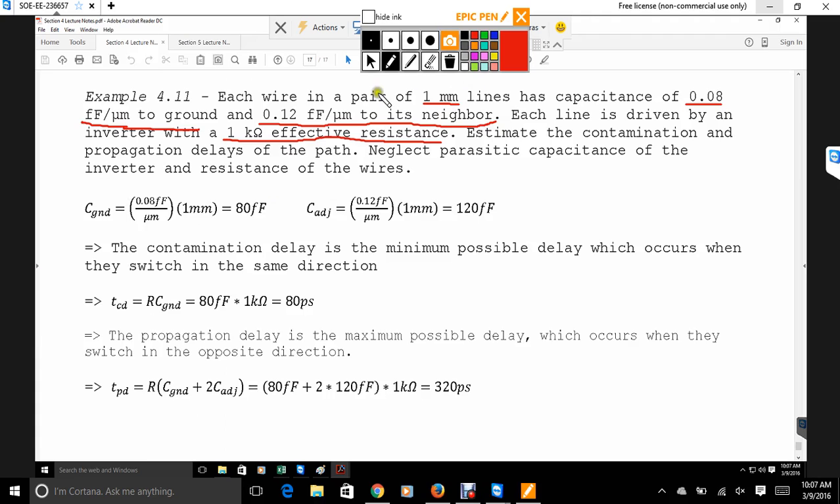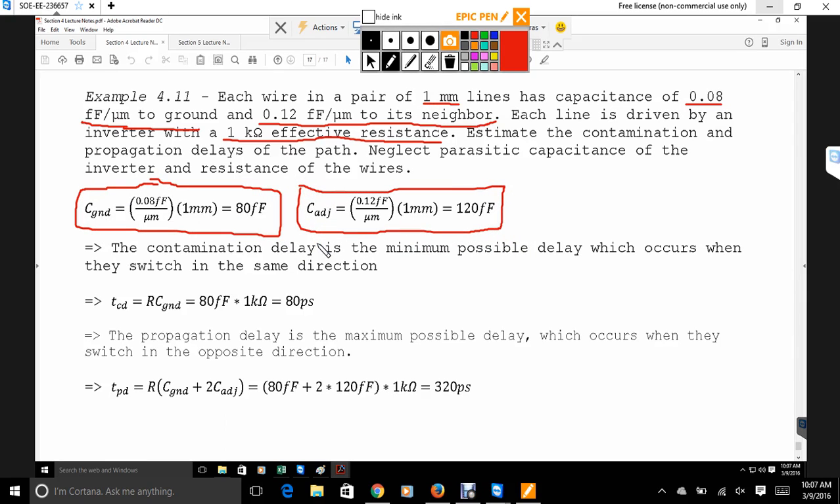So the first thing we're going to do is, we know that the wire is 1 millimeter, so we're going to take our ground capacitance and our adjacent capacitance and calculate those. We do so with 0.08 femtofarads per micrometer times 1 millimeter, and 1 millimeter is 1,000 micrometers. So you multiply that out, it becomes 80 femtofarads. Same thing here, this becomes 1,000 micrometers, so 0.12 becomes 120 femtofarads for the adjacent capacitance.